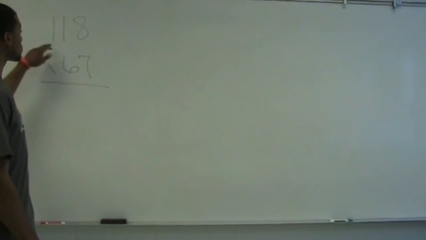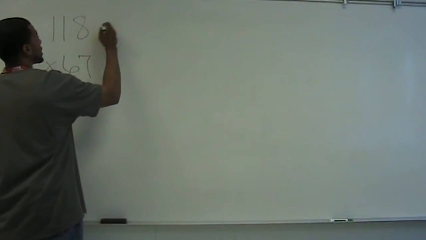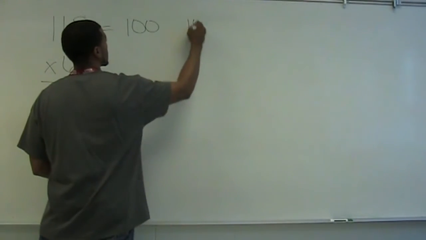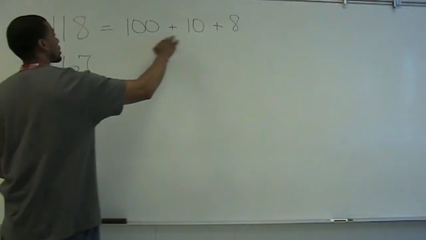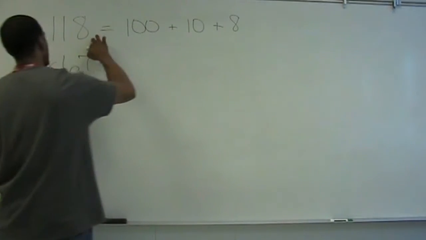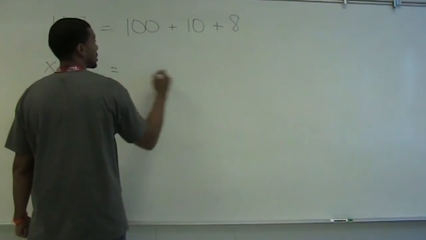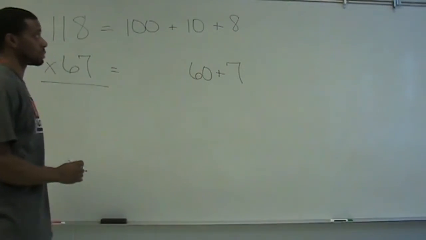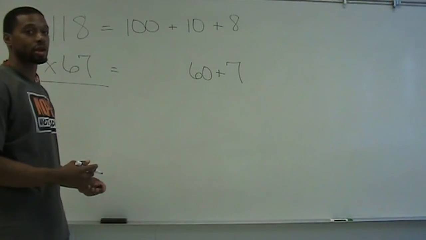Let's try another problem. Okay, our new number is 118 times 67. We can break 118 down into 100 plus 10 plus 8. 100 plus 10 plus 8 is 118. And then we have 67, which is 60 plus 7. Now we have our numbers. Let's break it down and put it inside of our area model.